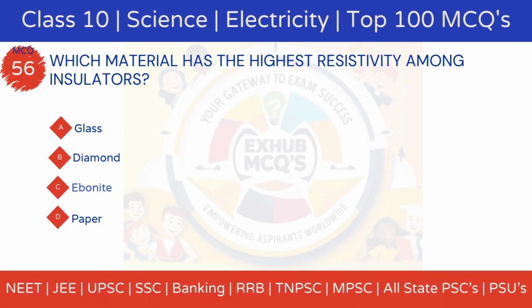MCQ 56. Which material has the highest resistivity among insulators? Option A, glass. Option B, diamond. Option C, ebonite. Option D, paper.